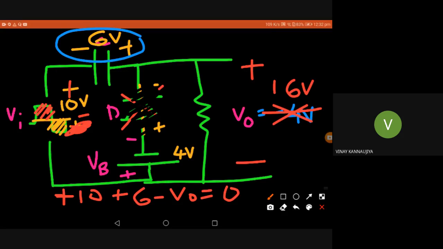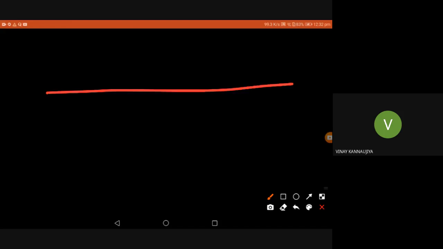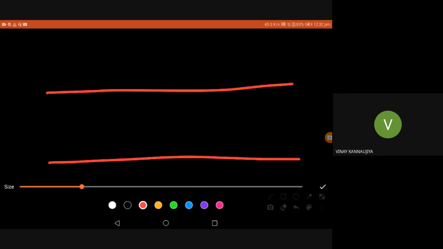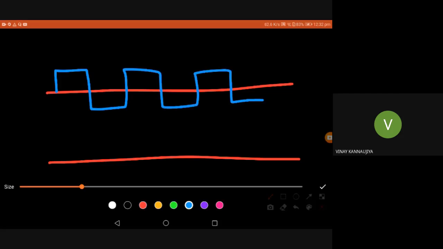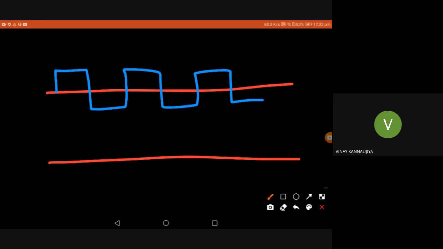Now what will be my output? This is for input, and this is my output. The input is a simple waveform. Output, what did I get? In the negative cycle, I got minus 4, right? Minus 4 in the negative cycle, and plus 16 in the positive cycle. Something like this.